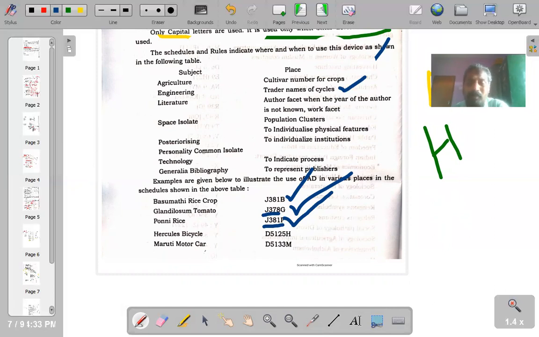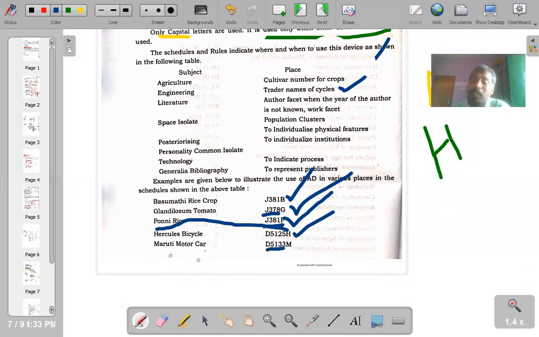brand name, for example, when you talk about bicycle, Hercules bicycle is there. So what you can do is that the number for bicycle is D5125. You just add H. H stands for Hercules, the first letter of Hercules. Maruti motor car. What is the number for motor car?